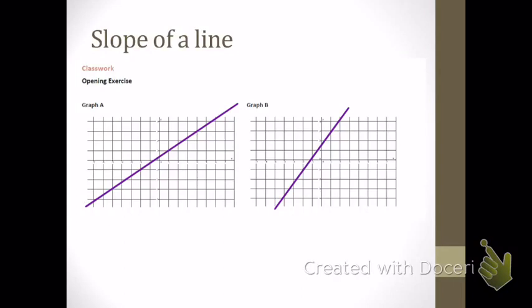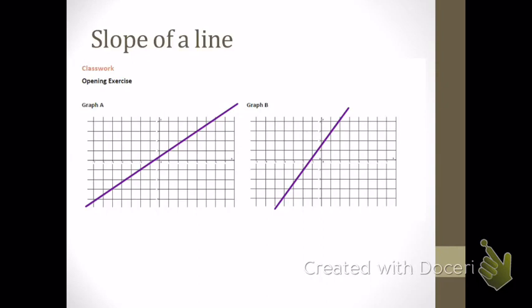Okay, so now let's look at the opening exercise in your classwork. And here we have two graphs, graph A and graph B, and I've darkened the lines a little bit so you can see them on the screen. And we're asked which graph looks steeper.